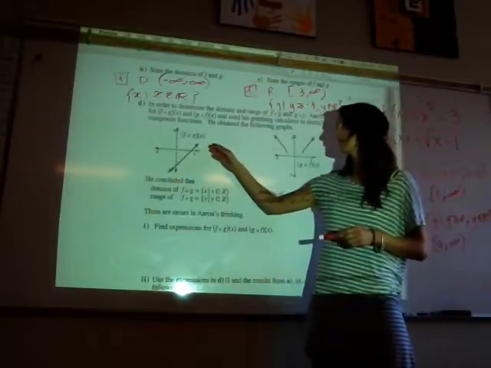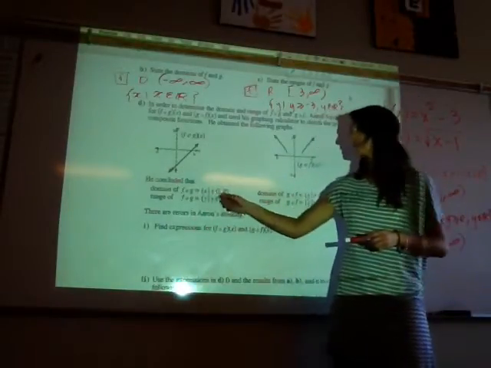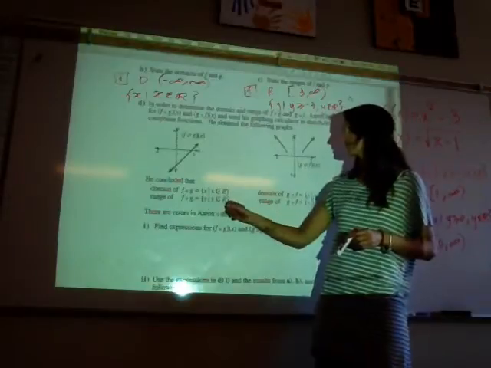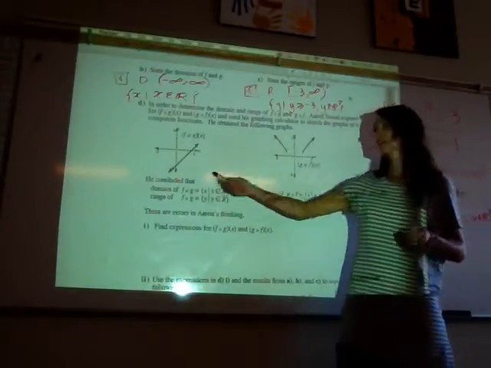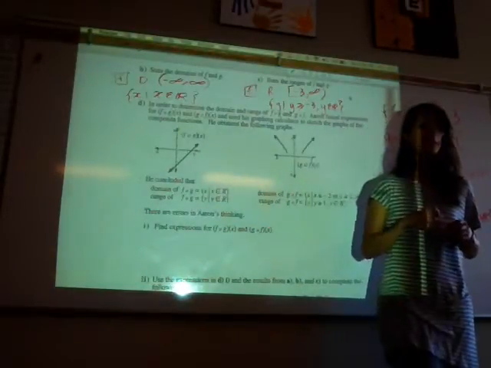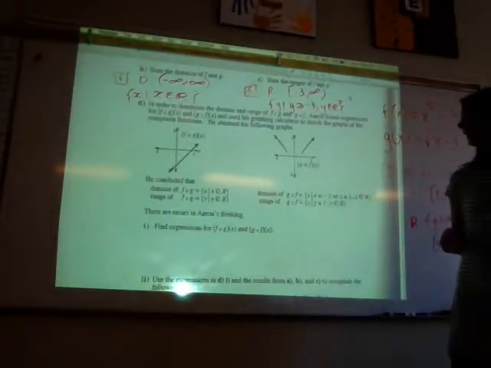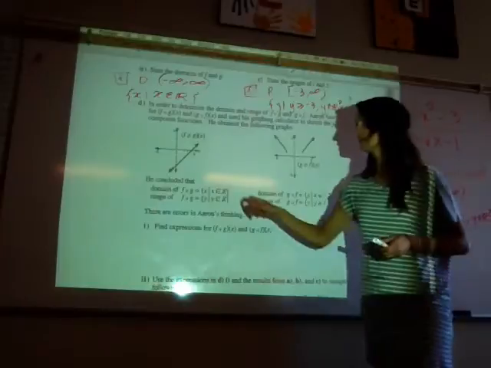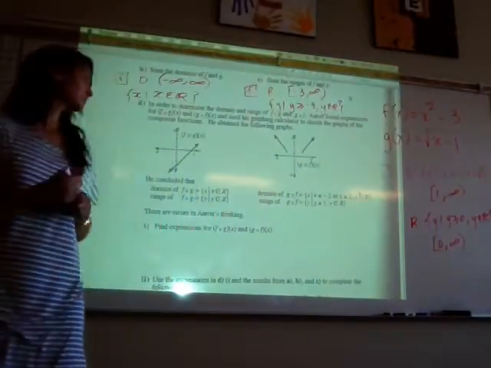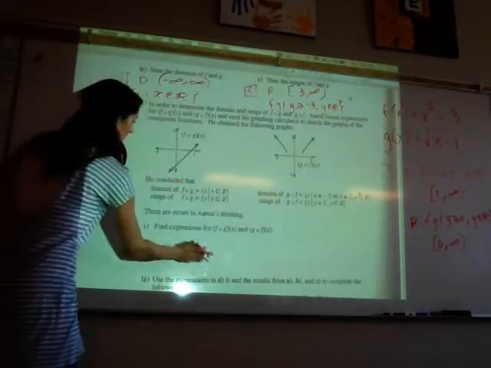He said if we take f of g of x, that the domain is all real numbers, and that the range is all real numbers. Looking at this graph, do you think you agree? Yeah? Looks like it. Okay, we'll talk about this one in a second. Let's just start with f of g of x. And we'll see if Aaron was correct or not.